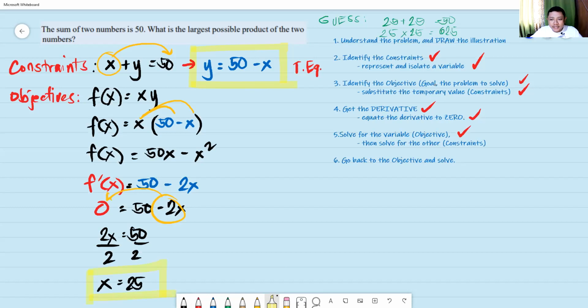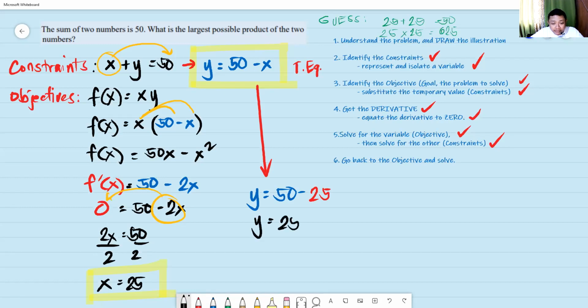Now, let's solve for the second number. It says here, then solve for the other using our constraints temporary equation. Go. Solve for y. What will be the value of your y? Type it in the chat box, please. Very good. So we have here y is equal to 50 minus 25. 25 was your x. And solving it, y is equal to 25 as well.